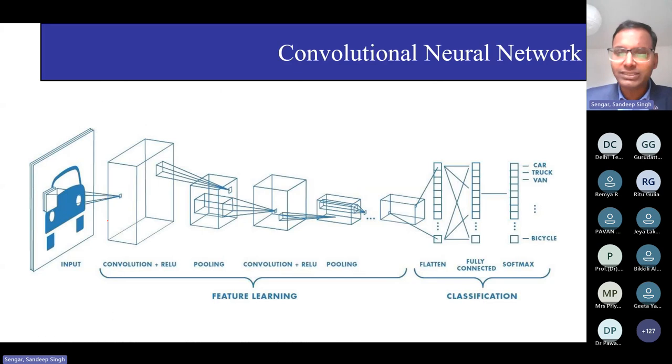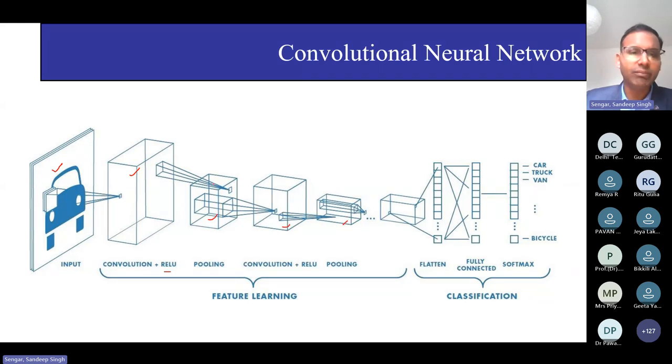So for understanding the convolution layer, let's see this architecture in a bit more detail. For example, we have an input image of a car, and we are doing the task of vehicle classification. There are so many types of vehicles like car, van, truck, bicycle, bike, like that. We are classifying these vehicles into different categories. We apply the convolution layer and ReLU, the ReLU activation function, then pooling, then again convolution, ReLU, and pooling.